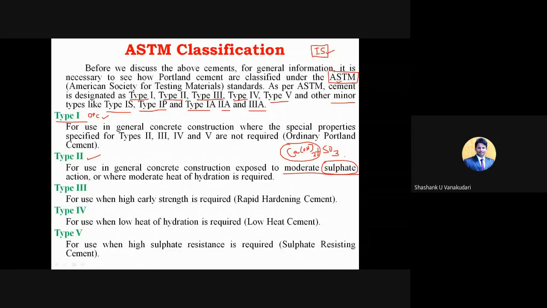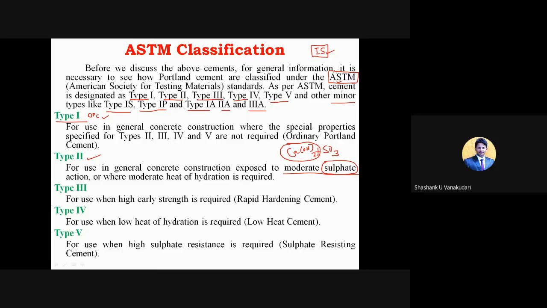To resist this sulfate attack, a particular cement is used. That one we can consider as sulfate resistant cement. Or it is used for concrete constructions exposed to moderate sulfate action, or where a moderate heat of hydration is required, where you require a low heat of hydration, especially at places where the hydration process is required to be less. At that time we can use these types of cement.